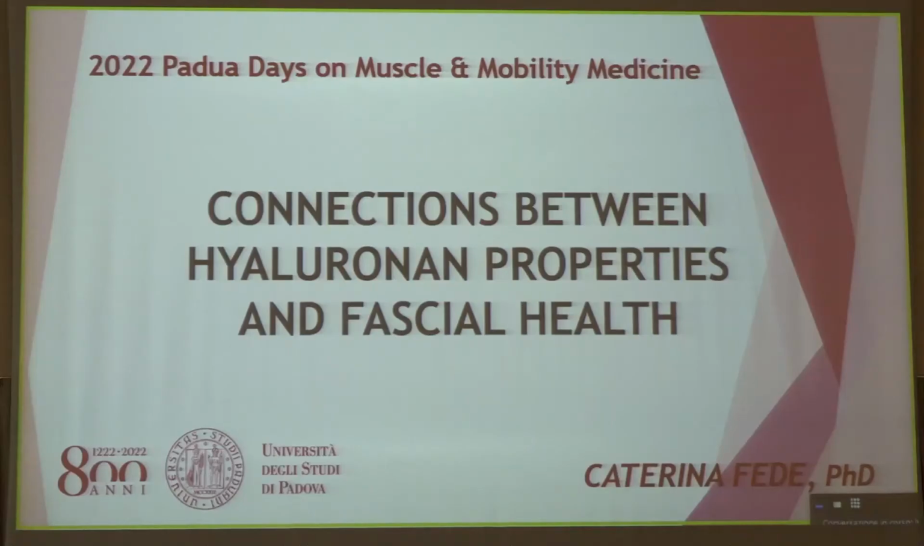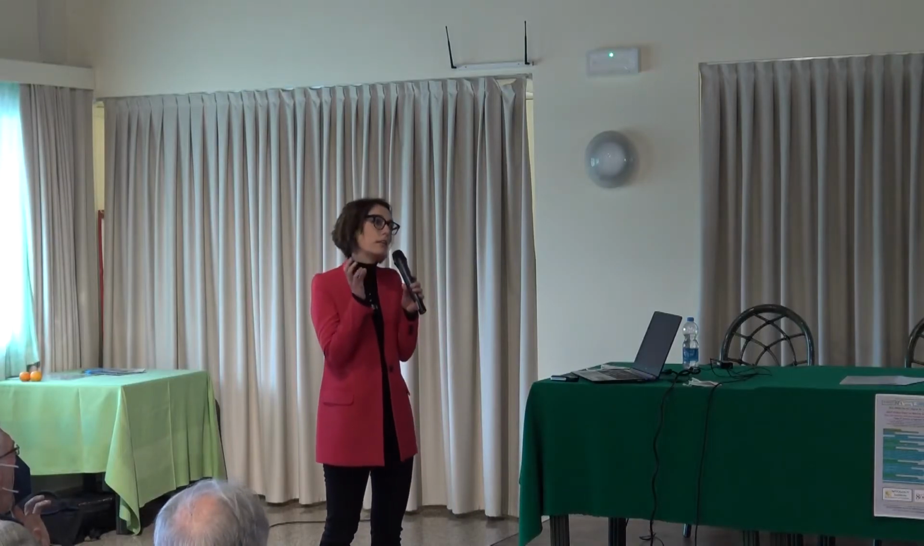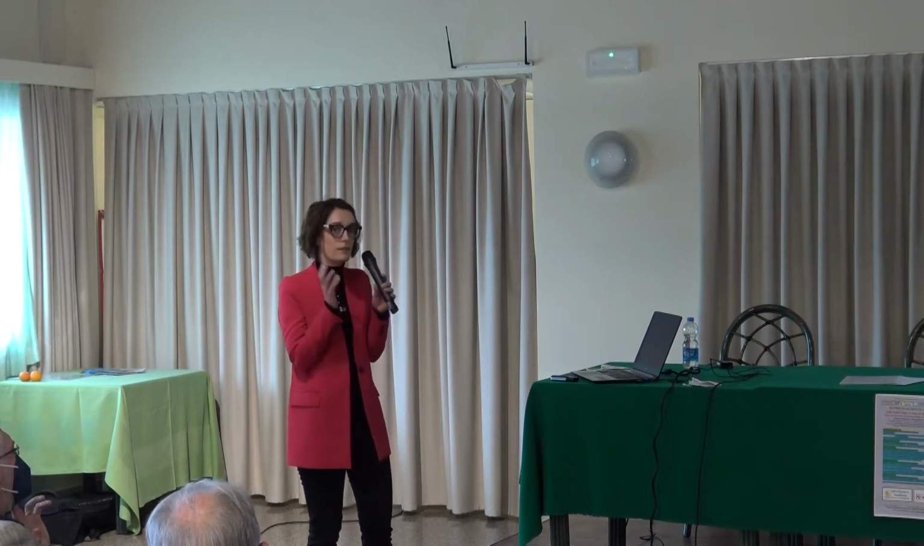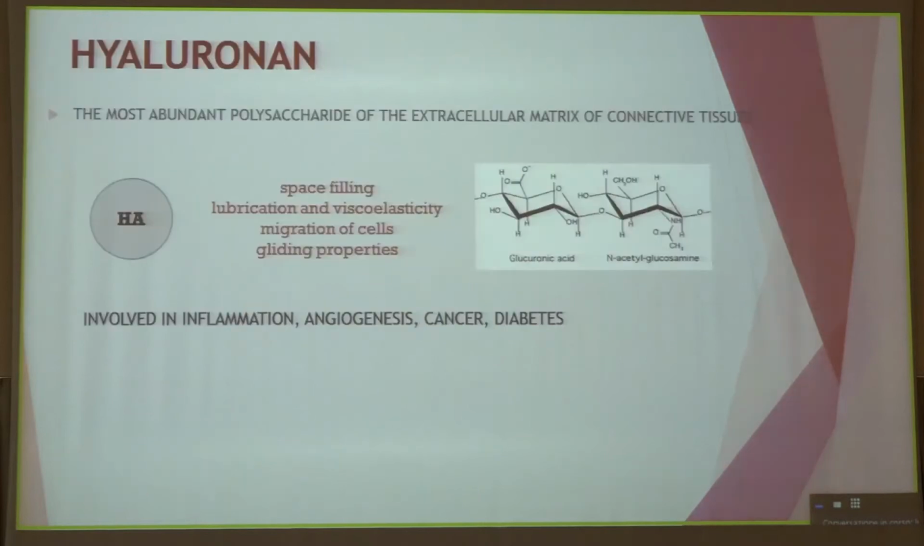I'm Caterina Fede. I work at the University of Padua in the Department of Neurosciences, and as already announced, I will speak about the fascial tissue and the connections between the hyaluronan amount and the hyaluronan physicochemical properties with fascial health. So hyaluronan is the most present polysaccharide of the extracellular matrix, also in the connective tissues.